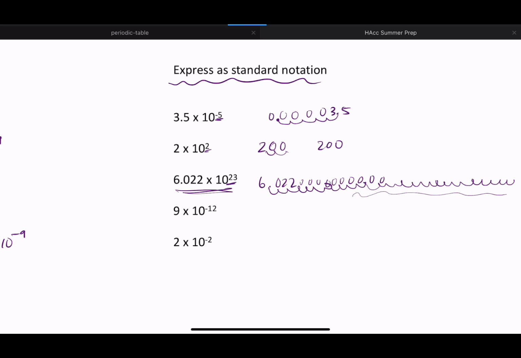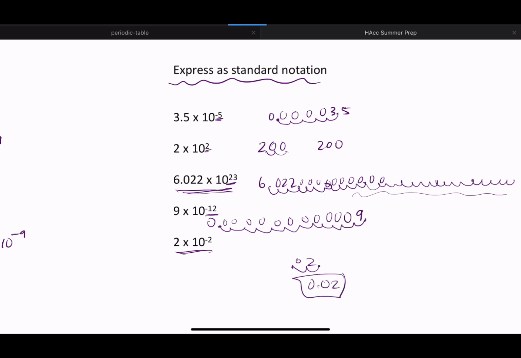9 times 10 to the -12th. Same principle: -12 means 12 places smaller. So if I have the number 9 with a decimal here, I'm going to go 1, 2, 3, 4, 5, 6, 7, 8, 9, 10, 11, 12, and all of these spots would become zeros. That's a conversion that you will do, and we'll use numbers like 10 to the -12th, and we're not going to write out all the zeros. Here, if we have 2 times 10 to the -2, -2 means here.